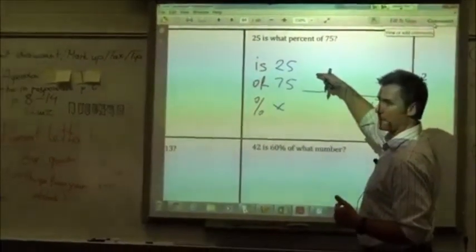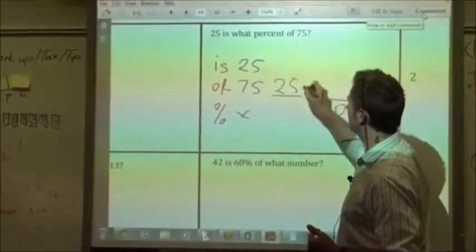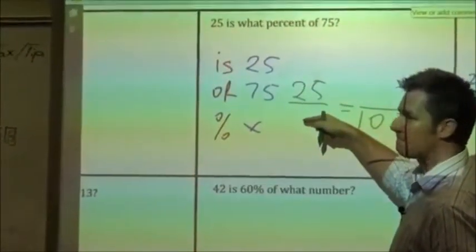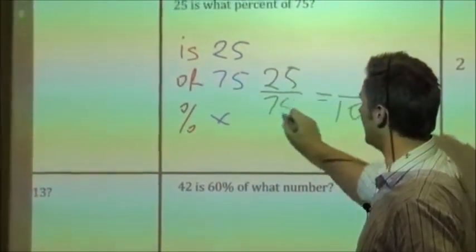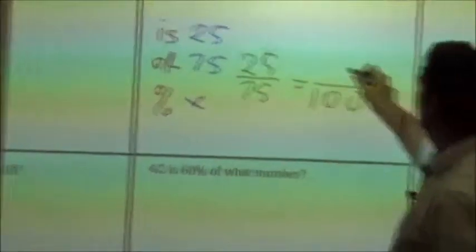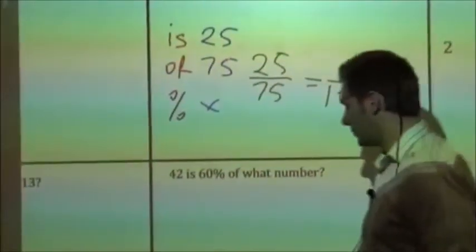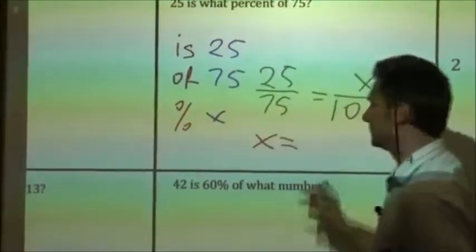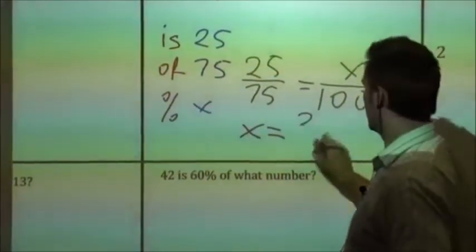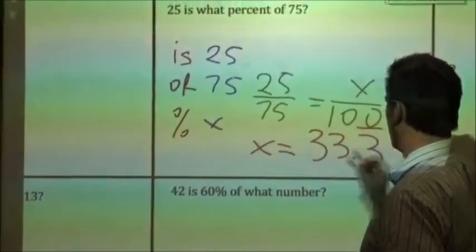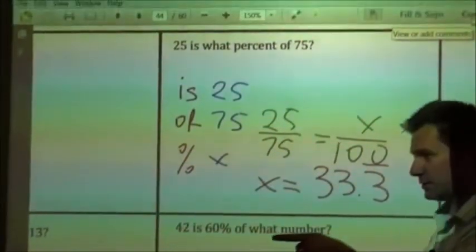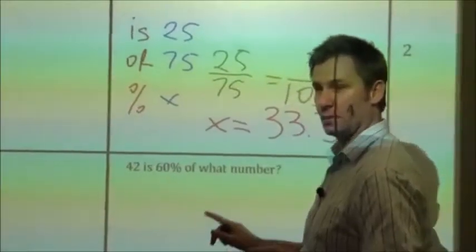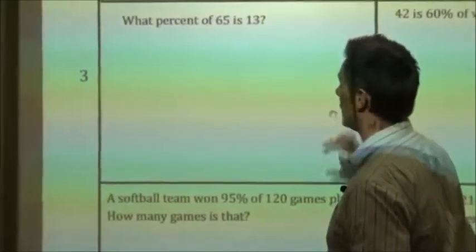What's here? 25. What's on the bottom? No, of 75. What's up here? X. When you cross multiply, what do you get? 33 and 3 repeating. Questions? Any questions? Concerns? Nope. Okay. Ladies and gentlemen, let's go to number 3.